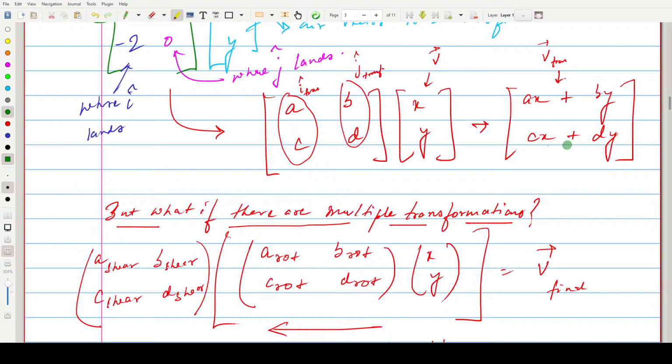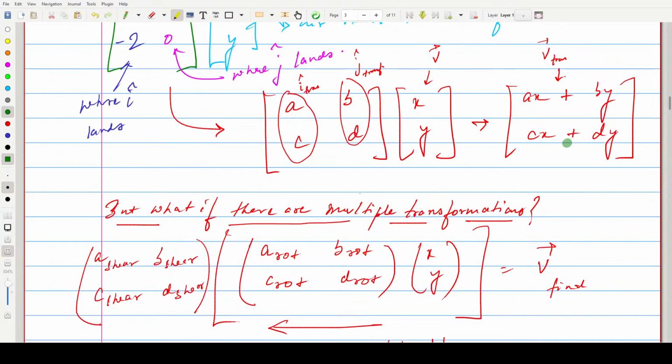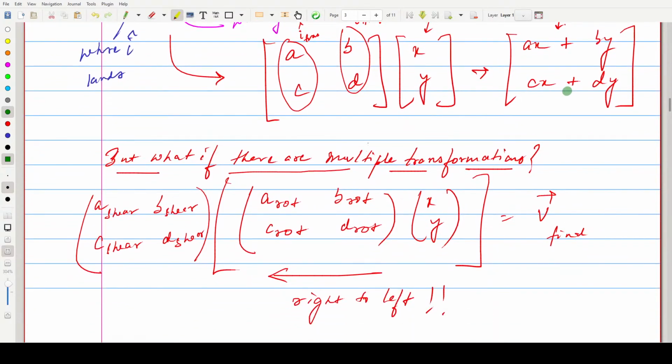So what if we have multiple transformations? If we are going to have multiple transformations, we're going to have compositions of these transformations. So first we go over some rotation, and then let's say some shift. Basically, what that means is that we're going to have a composition of these two transformations, and the rule is to go from right to left.